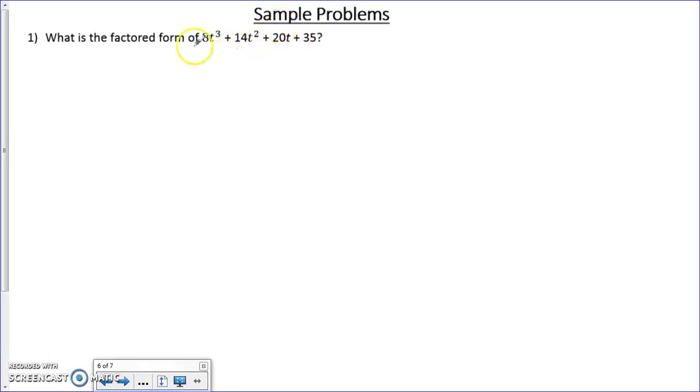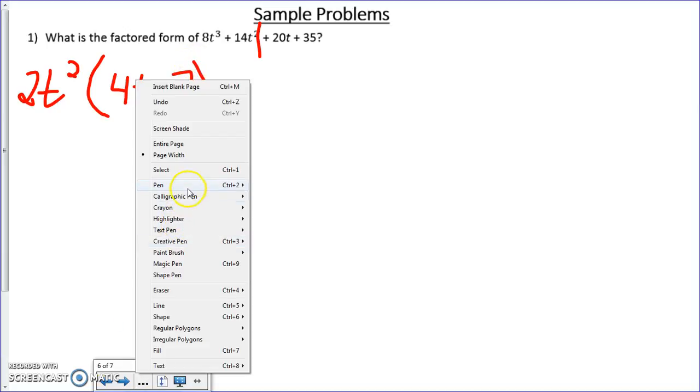But I see that there are 4 terms. So I'm going to factor by grouping because that's my only option. So let's look at 8t cubed plus 14t squared. My GCF here is going to be 2t squared. When I factor out a 2t squared, I'm left with 4t plus 7. And then I don't worry about that anymore.